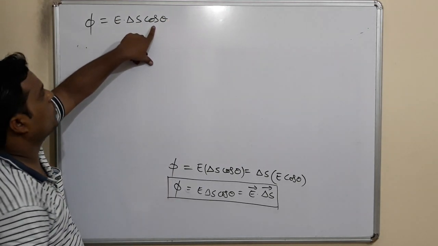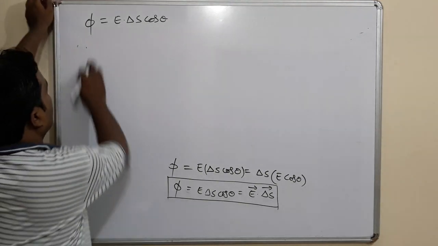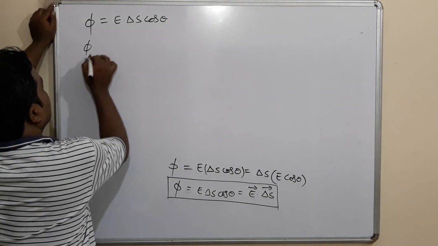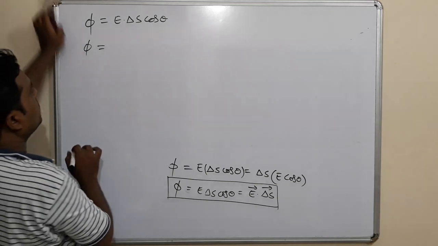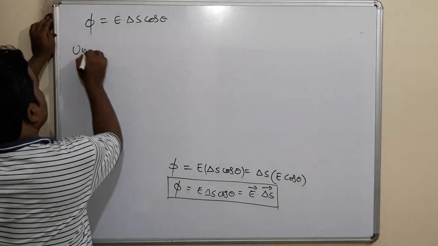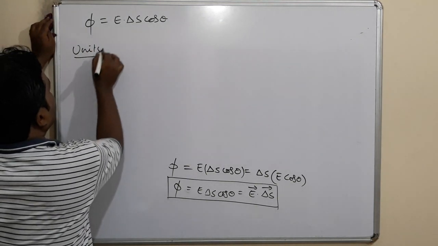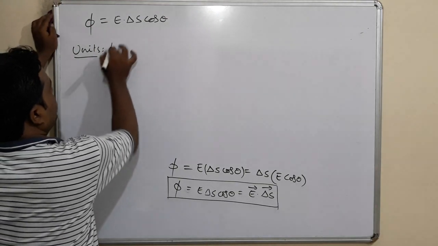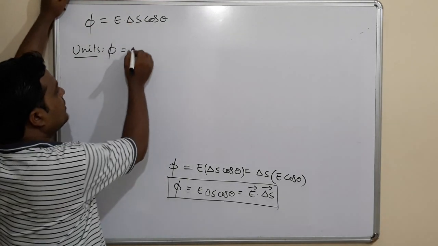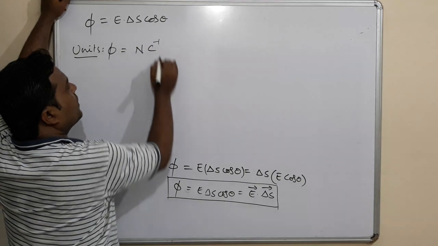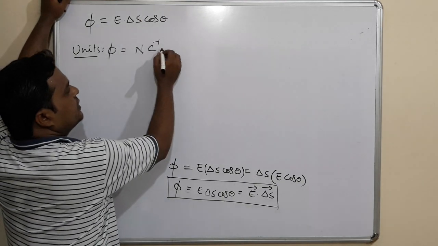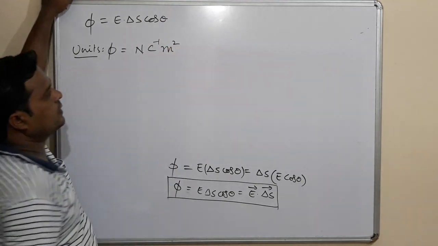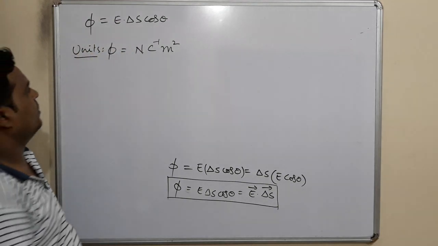Cos theta has no dimensions, no units according to SI. Then what are the units? Units you can write for delta S is for phi. What is the E? Electric field is Newton per Coulomb, into area. Area has units meter square. You can write this, okay.